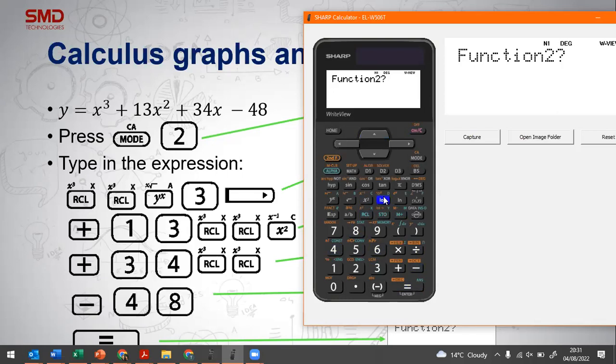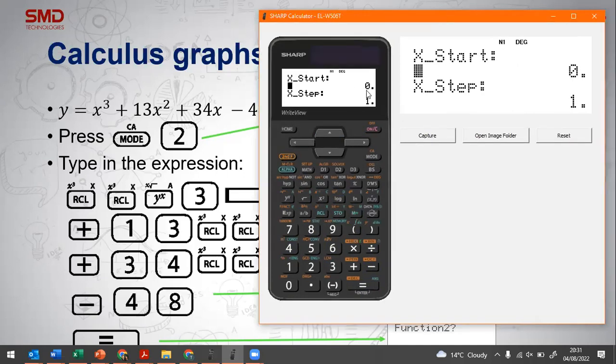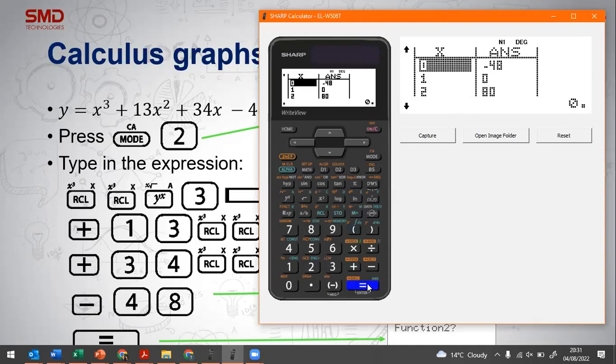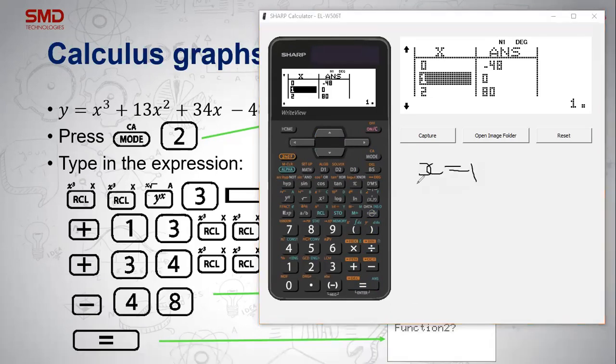Now I'm going to ignore function 2 for now. I will come back to it in just a minute. So I'm going to say equals and you can see start and step. Again, I'm going to be lazy for now and leave start at 0 and step at 1, so I'm just going to press equals twice. And here you can see already that our first factor is x is equal to 1. So when we write this as a factor, our factor is x minus 1 is equal to 0.